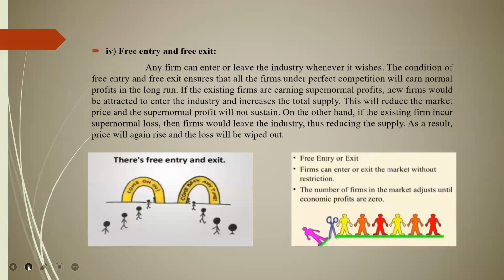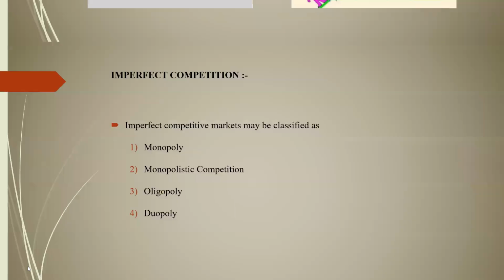And the fourth feature is about free entry and free exit. Any firm can enter or leave the industry whenever they wish. The condition of free entry and free exit ensures that all the firms under perfect competition will earn normal profits in the long run. If existing firms are earning supernormal profits, new firms would be attracted to enter the industry and increase the total supply. As a result, price will again fall and the profits will be wiped out. So firms can enter or exit without any restrictions. The number of firms in the market adjusts until economic profits are zero.